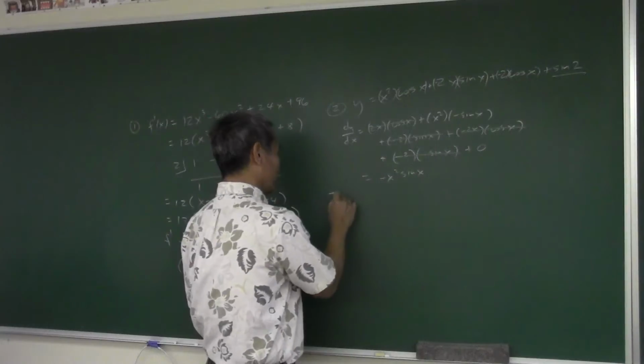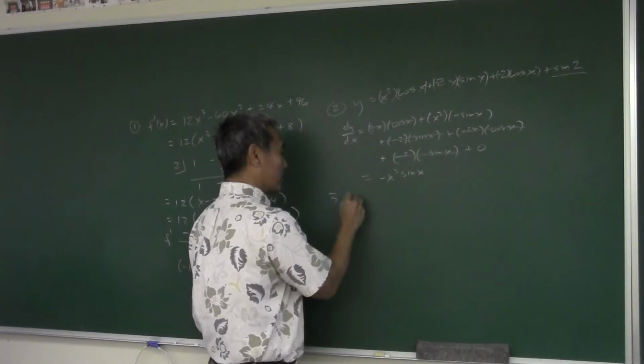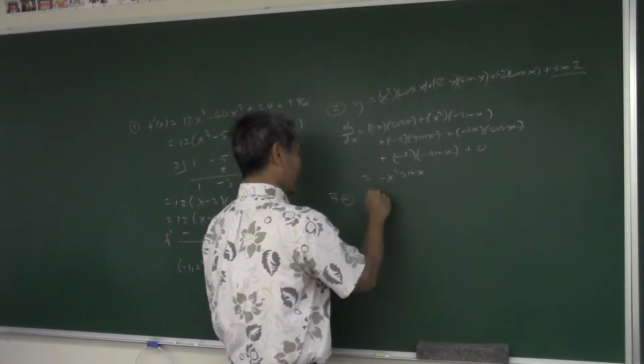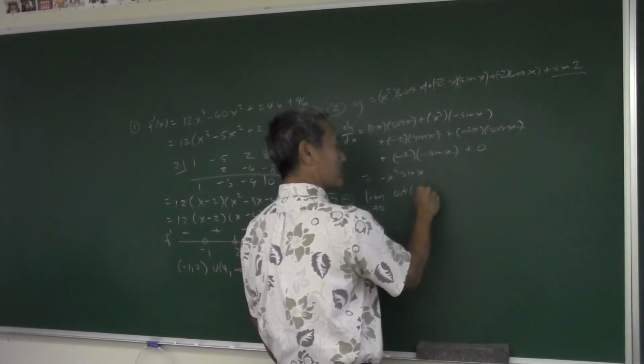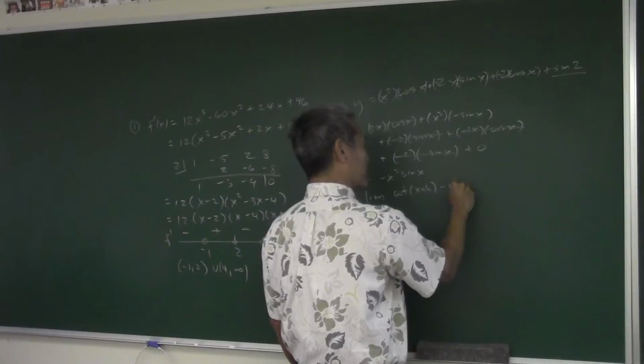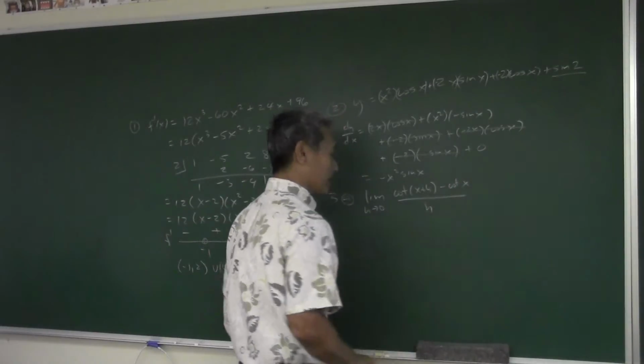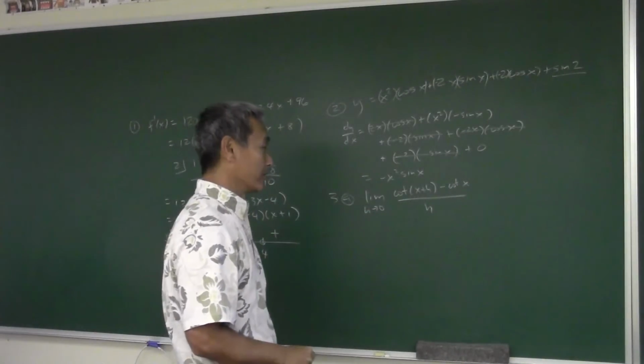Okay, now number 3, very important. These are all definitions of the derivative. Limit as h approaches 0, cotangent x plus h minus cotangent x all over h. That is the definition of the derivative.